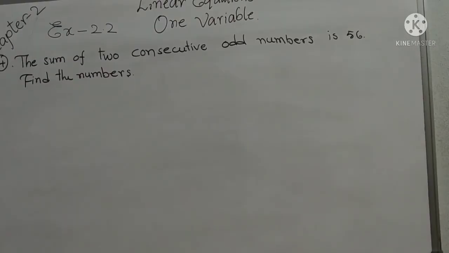This is the fourth question. Dear children, open the textbook and look at the fourth question. Observe that the sum of two consecutive odd numbers is 56. We already did this in the 7th class also. The sum of two consecutive odd numbers is 56. Find the numbers. Very easy. So, listen carefully.